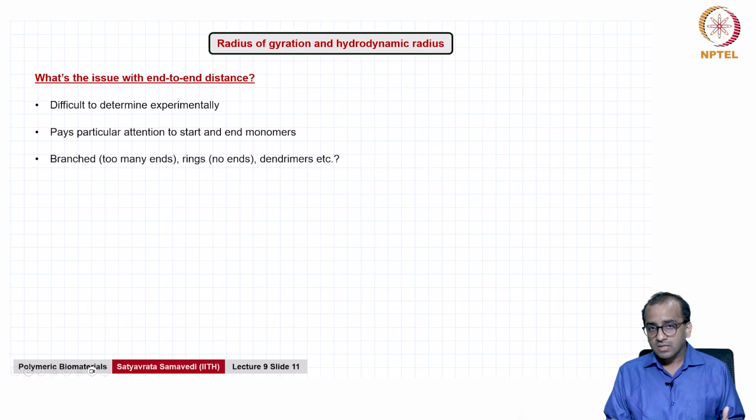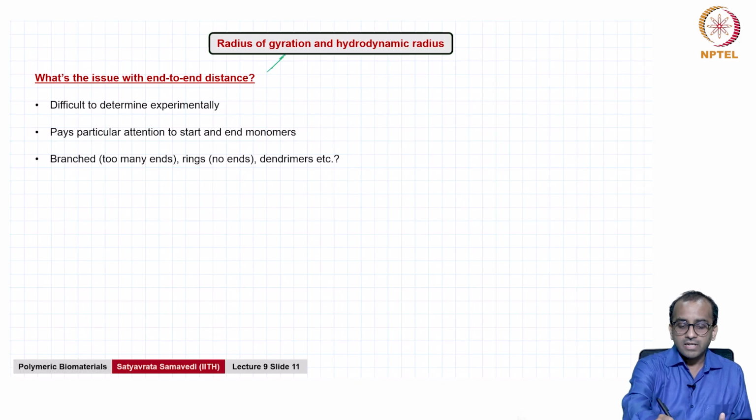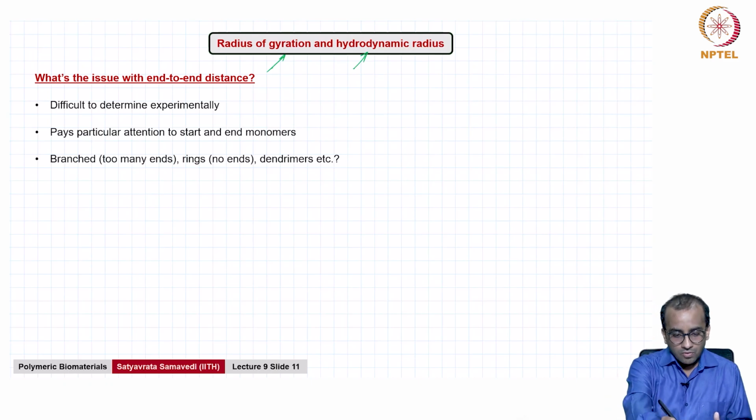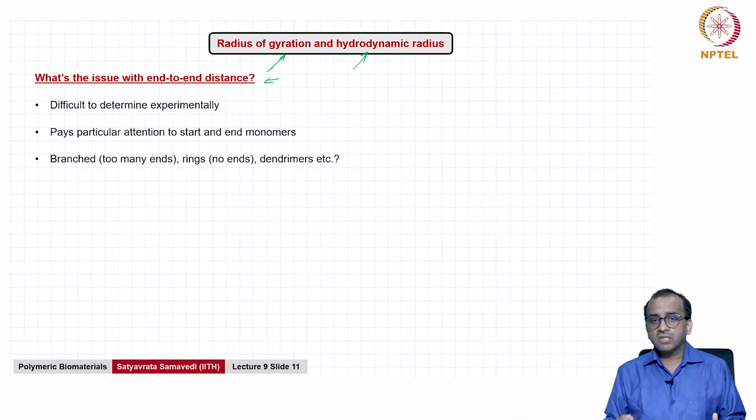Another important structural characteristic that we will look at, in fact, two structural characteristics we will look at, are radius of gyration and hydrodynamic radius. Now, why do we need these in the first place? For that, we will have to first understand what the limitations are with the root mean square end to end distance that we have just seen.